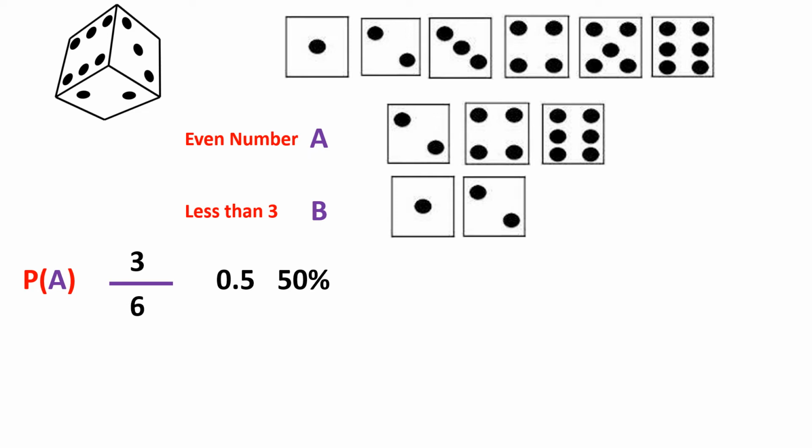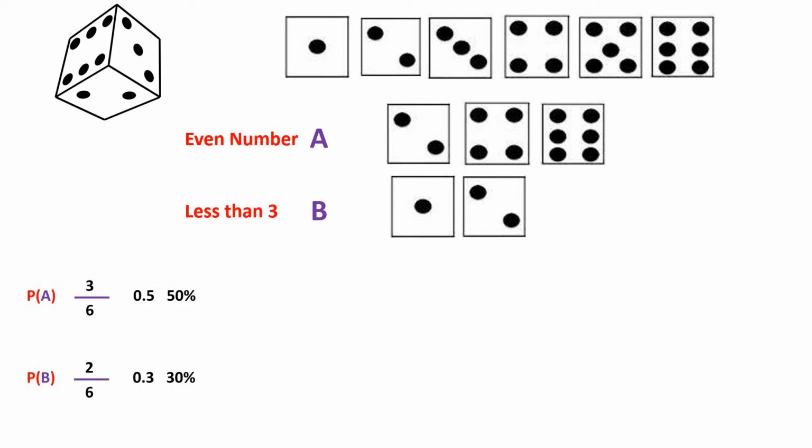Now think of this event. Let's name this event B. The probability of B, that means a number less than 3, will be equal to the number of all favorable outcomes, which were 2, divided by the number of all possible outcomes, which were 6, and when you solve this, you get 0.3 or 30%. This was the recap of whatever we had learned previously.